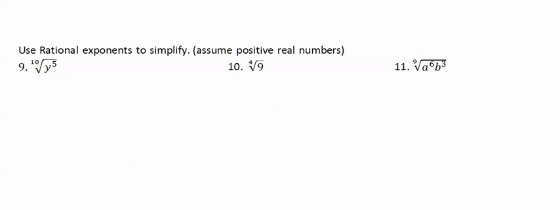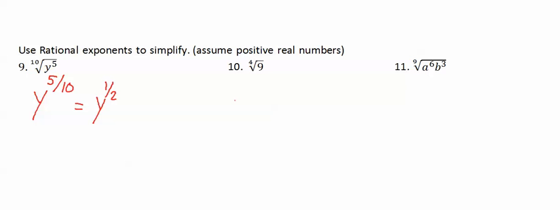Finally, we're going to use rational exponents to simplify. We're going to basically do the opposite of what we were doing yesterday. I'm going to take the radical and change it into an exponent. So the y is there, the exponent becomes the numerator, the index becomes the denominator. That becomes y to the 1/2 power.